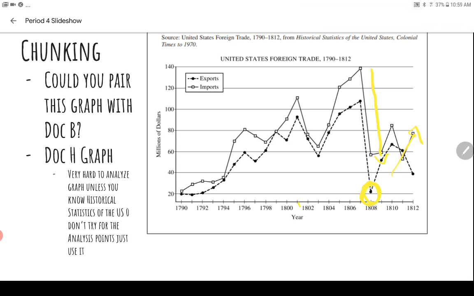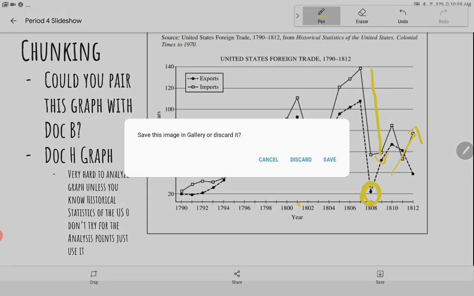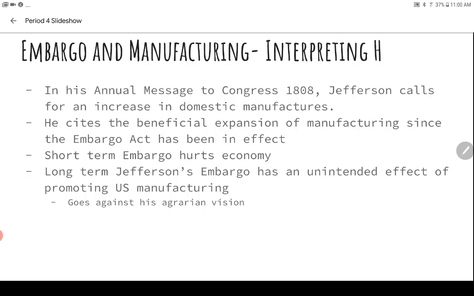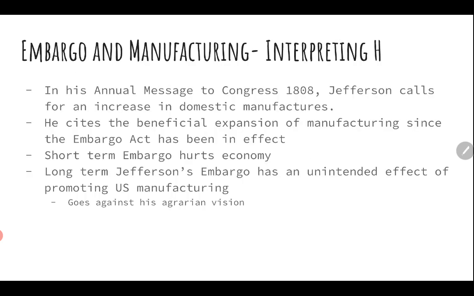So I do want to talk about some of the other effects of the Embargo Act and these other things. In his annual message to Congress, Jefferson actually calls for an increase in domestic manufacturing, because if we are not importing things from other people, we have to start making our own stuff.